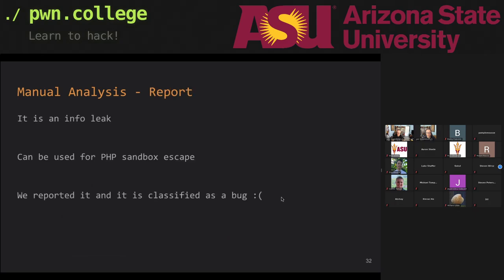After some investigation, we determined that this is an info leak and can be used for PHP sandbox escape, probably for CTF purposes. We reported it, and it's classified as a bug, not a security bug. So no CVE.